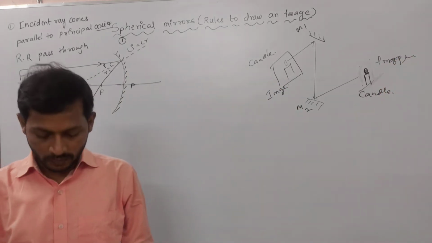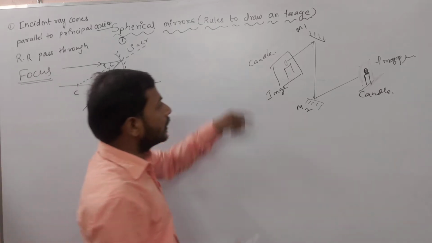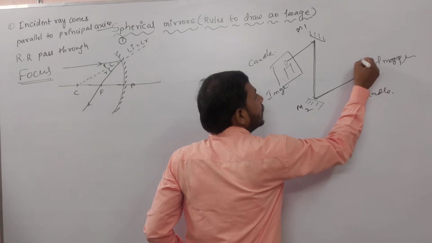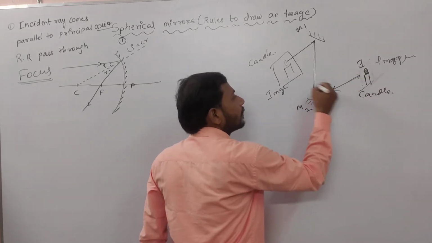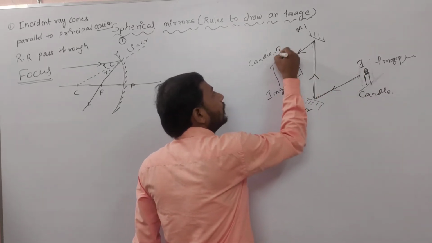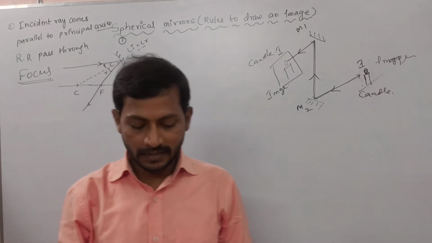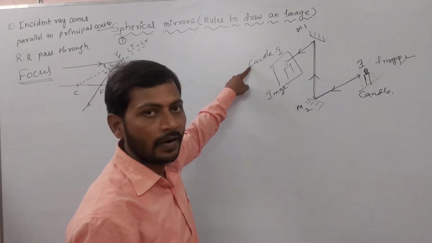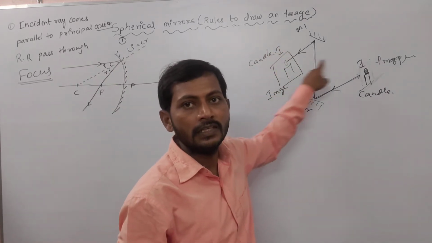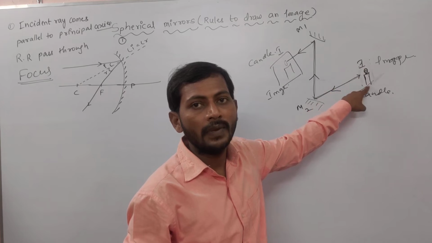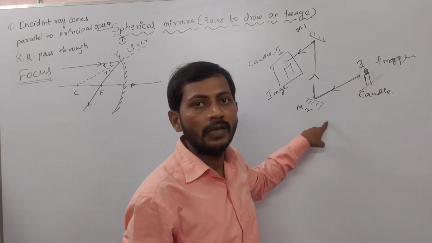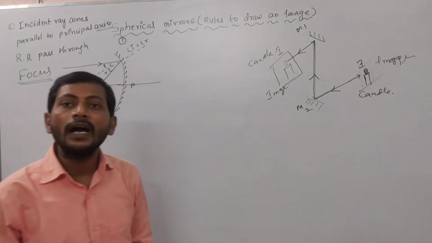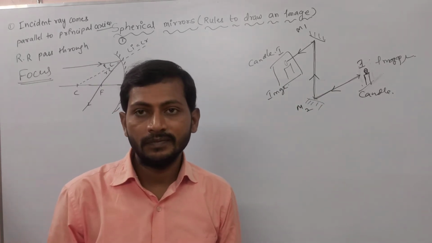Now observe that when the incident ray comes from here like this, it gives an image. If the incident ray comes from the other side like this, it also gives an image. So the light is traveling in the same path. If it starts from here, it gets reflection and reaches here. If it starts from there, it gets reflection from here to here. So what is this? It is called reversibility.